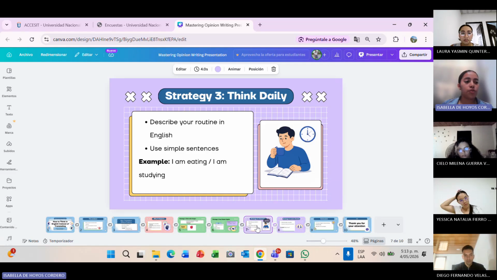The third strategy is to practice thinking in English every day. You don't need a classroom for this. You can do it in your daily life. For example, when you wake up, you can think, I am waking up, I am brushing my teeth, I'm going to class. The simple sentences help you train your brain.